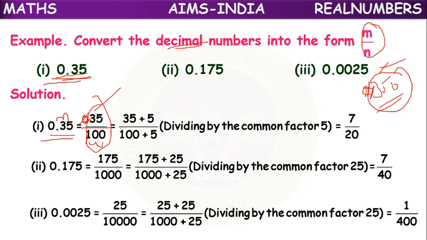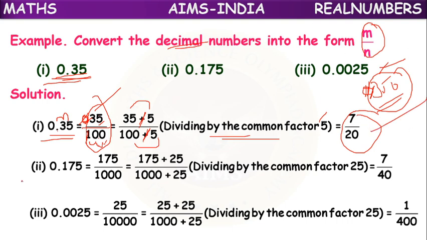But both are divisible. In the units place, we have 5, and here 10. Means both are divisible by 5, the common factor. 35 by 5, 100 by 5. Dividing by the common factor 5: 5 seven times is 35, 5 twenty times is 100. So the answer is 7 by 20.